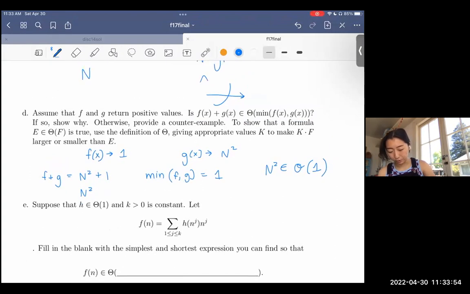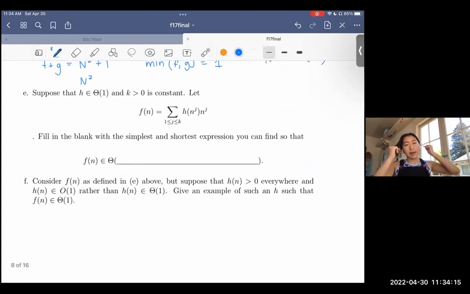And you can see my little graph I've drawn here. No matter what we pick for our constant value, n squared will always cross it or grow bigger than it. And so n squared is not theta bounded by 1, which means this is false. And so we found a counterexample.